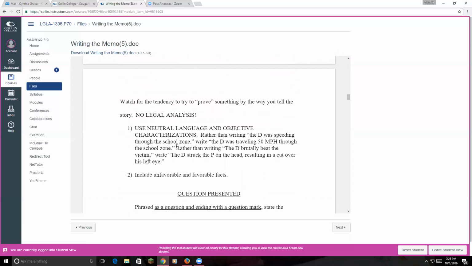Well, a school zone's typically 20 or maybe 25 miles an hour. You know, it's pretty easy to see that he is speeding, but you might want to say the defendant was traveling 50 miles per hour through the school zone, which had a posted speed of 20 miles an hour or whatever. You're going to list favorable facts and unfavorable facts, of which you're only going to list the relevant favorable and unfavorable facts.